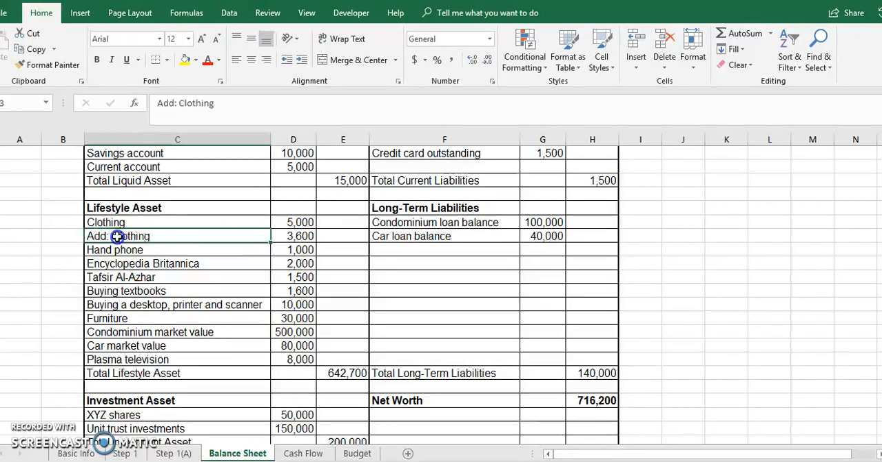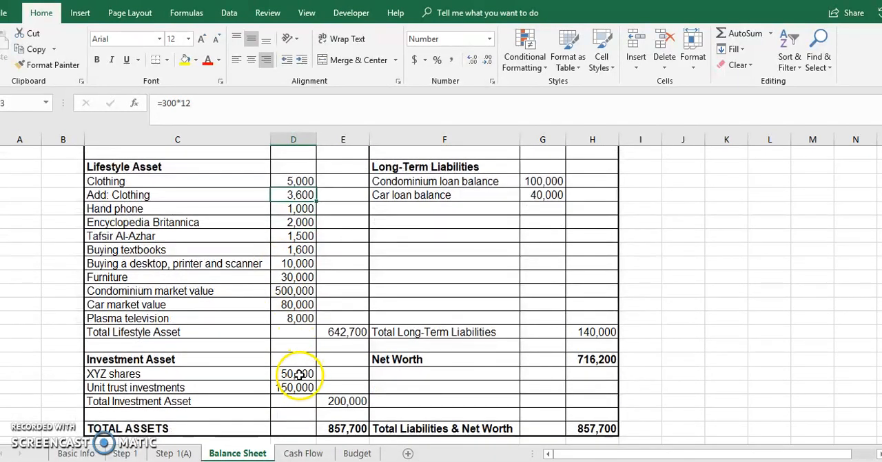Okay, this is the one that I mentioned earlier. This is the existing value of your clothing, in this case 5,000. This is how much she spends on clothing, in this case about 300 every month. So obviously this will hit the cash flow, and then you have to add it into the balance sheet. And for the investment asset, just take it as it is.